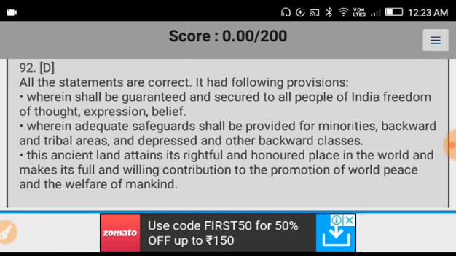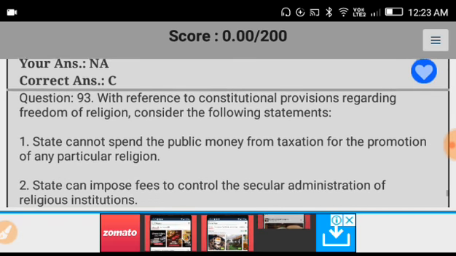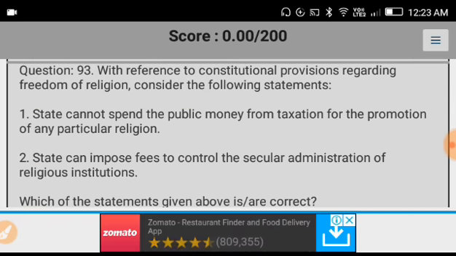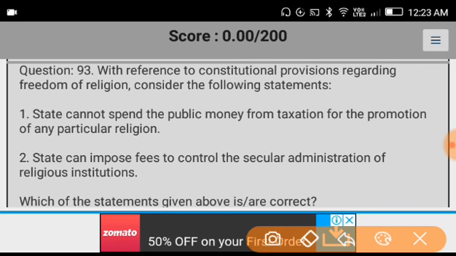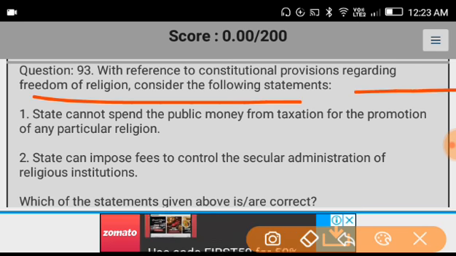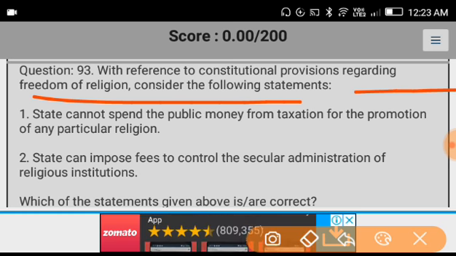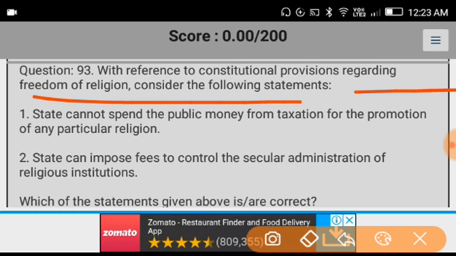So we discussed it. Next question: with reference to constitutional provisions regarding freedom of religion, consider the following statements. Which of the following are correct?